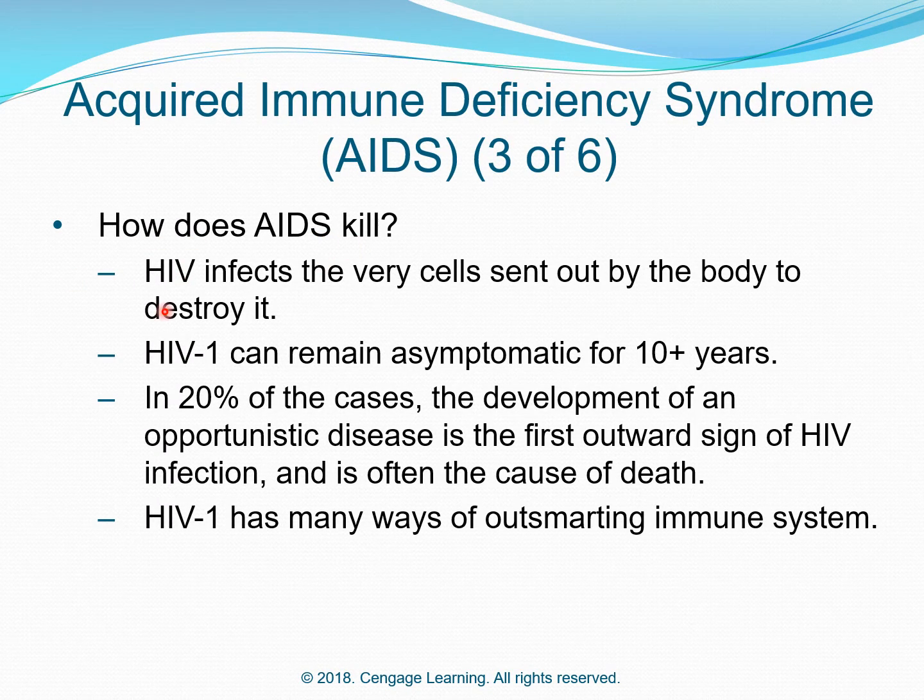How does AIDS kill? HIV infects the very cells sent out to the body to destroy it. HIV-1 can remain asymptomatic for 10 years plus. In 20% of the cases, the development of an opportunistic disease is the first outward sign of HIV infection and is often the cause of death. HIV-1 has many ways of outsmarting the immune system.